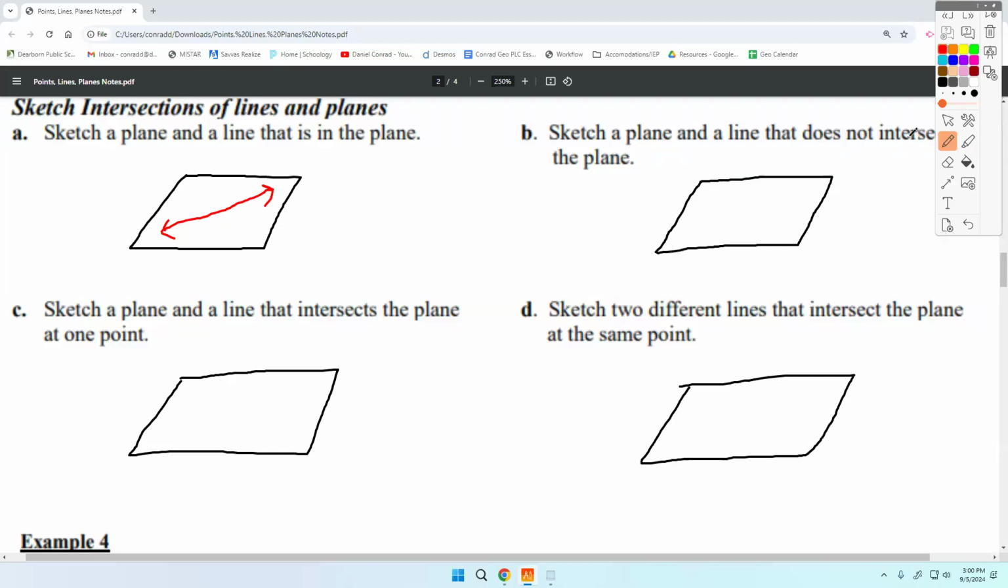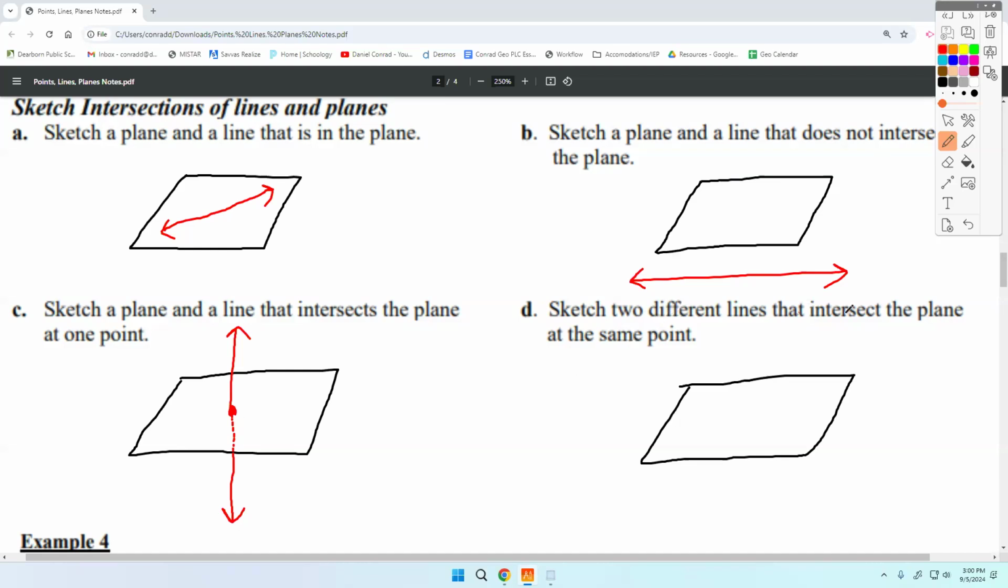We're going to sketch a plane and a line that does not intersect the plane. So it either needs to be parallel above the plane or parallel below the plane. I'm going to draw mine below. C, sketch a plane and a line that intersects the plane at one point. So this is the point it's going to intersect at. It's going to go through the plane, up, and then down below the plane like this. I put the dashed lines to indicate where you can't see the line because it's below the plane.